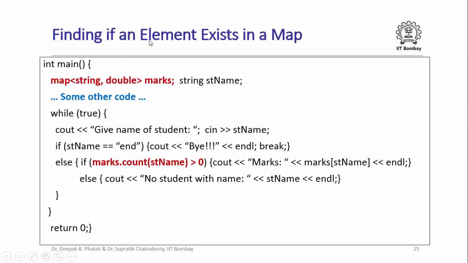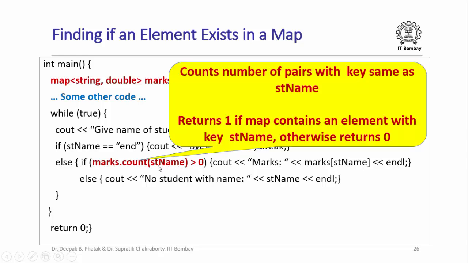How do I find if an element exists in a map? Well, there is a special member function called count. So I could read in the name of a student, which will serve as a key, and I could ask how many key value pairs are there, what is the count of key value pairs in which the key matches the name that I have read in. So basically this function is going to count the number of pairs in which the key matches the name that I have read in, and it's going to return 1 if the map contains an element with key stname, otherwise it will return 0.